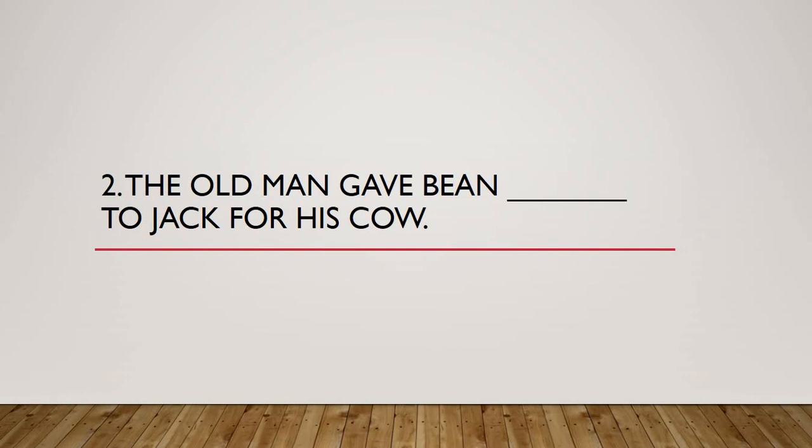So the old man wanted to exchange the cow with what? With beans what? If you remember, it was 5 exactly in number, correct? So the old man gave bean dash to Jack for his cow. So the correct answer is seeds. See students, this is how when I explain, try to write the questions. It will be very useful for enhancing your speed skills in writing.